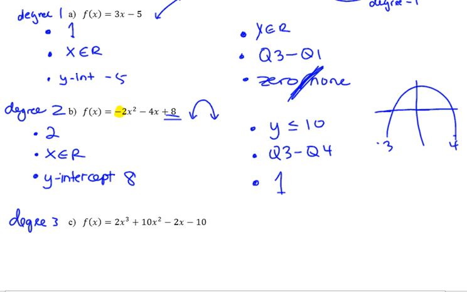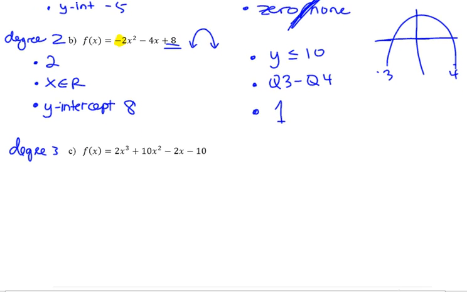Okay, I'd like you to try the next one on your own, the cubic. And try to do it without graphing. Without graphing.